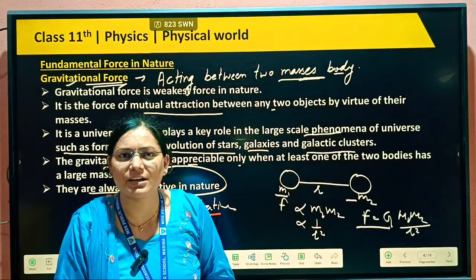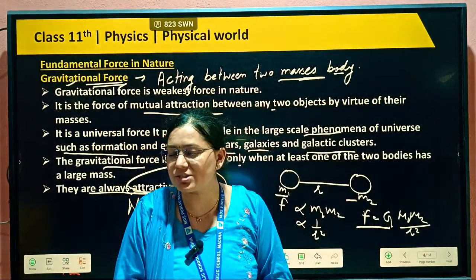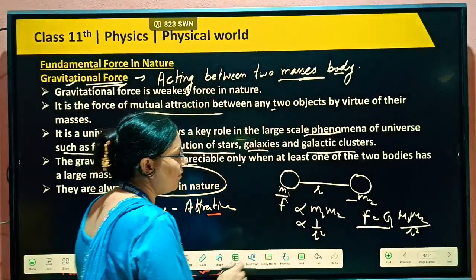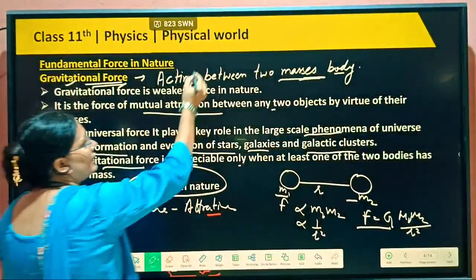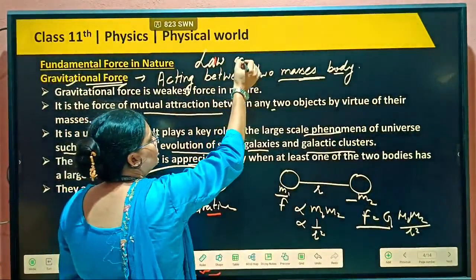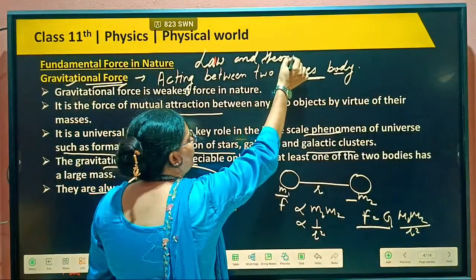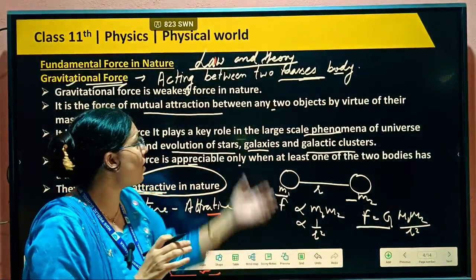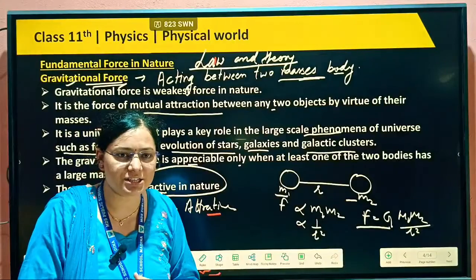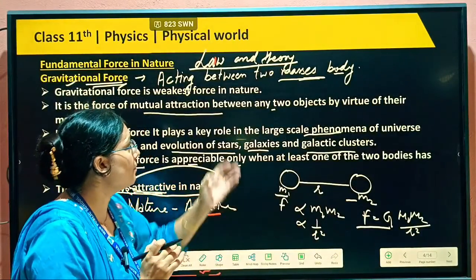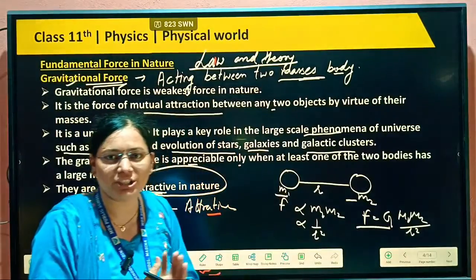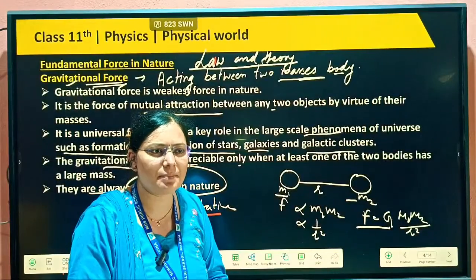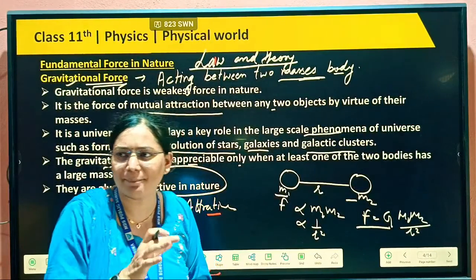In physics we read about laws and also some theories. What is the difference between laws and theory? Our scientists have given laws and theories. Laws can't be changed; the laws given by our scientists we can't change. But a theory can be changed in the future if we want to change something in any topic. Laws can't be changed because they are the actual happenings in our nature.